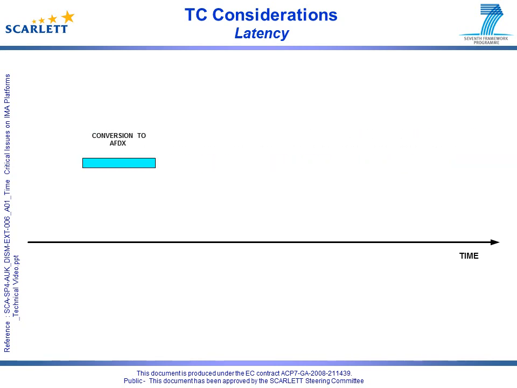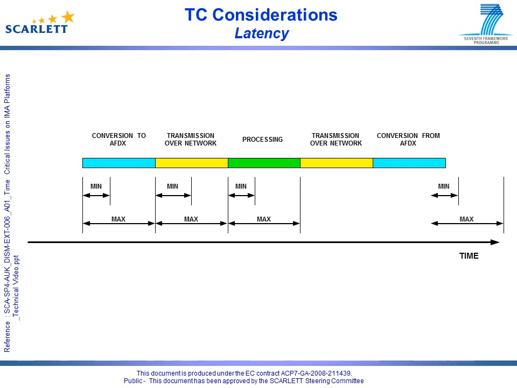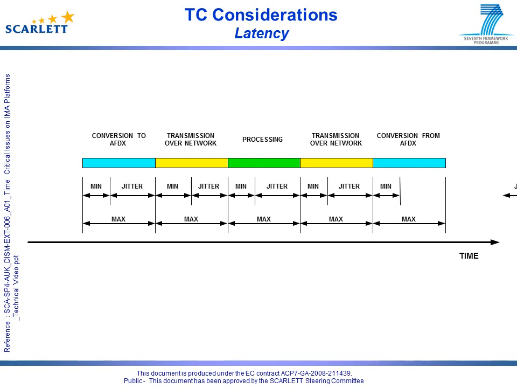The conversion of a sample to AFDX, the transmission over the network, the processing of the data to produce an output, the transmission of the output data over the network, the conversion of the data from AFDX to an analog or discrete output, settling time assumed to be negligible. Each of these actions has a minimum and maximum time during which it can be completed. The difference is the jitter.